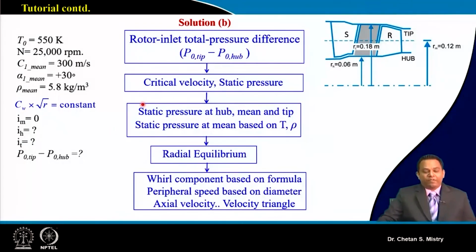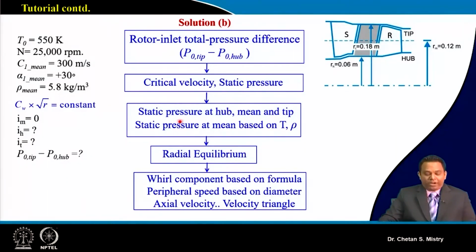It says we are looking for the rotor inlet total pressure ratio, or pressure difference. For that we need our critical velocity and static pressure. So we must know the static pressure at the mid station, or maybe the hub station, or the tip station. Here the hint is given: at the mid station density is known to us and temperature also is given to us. So that will help us calculate our static pressure at one location.